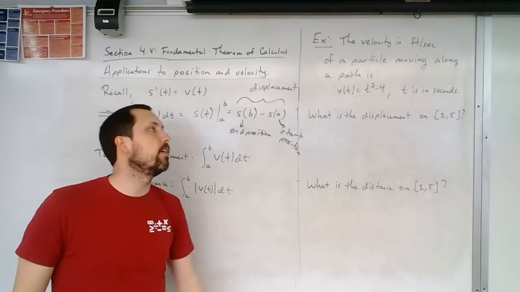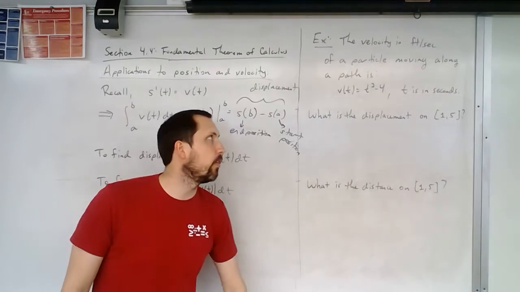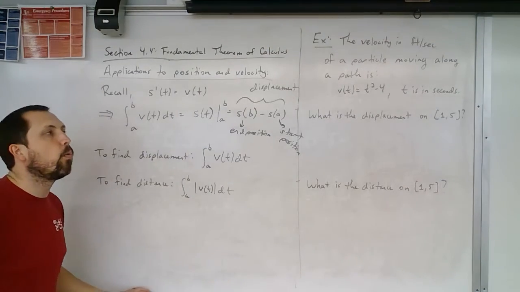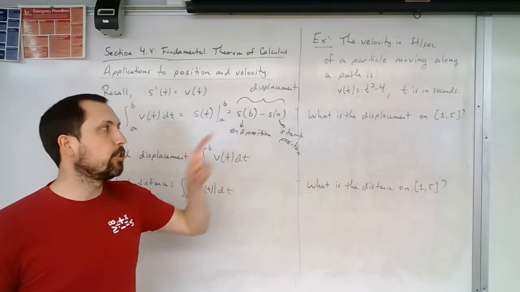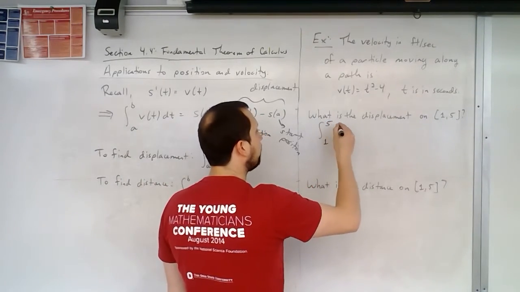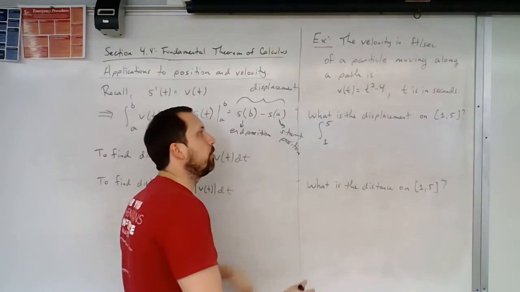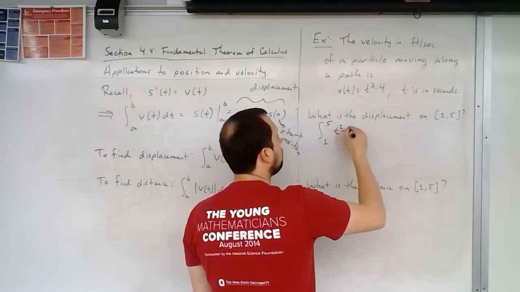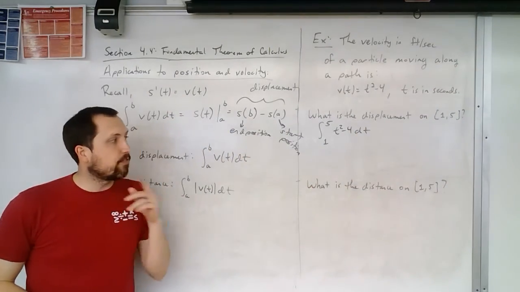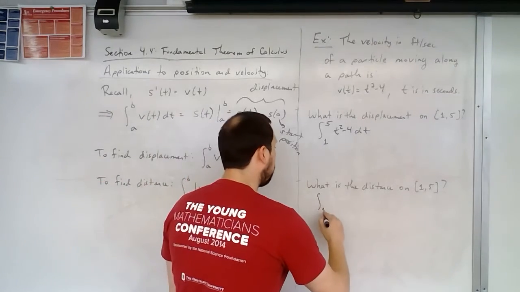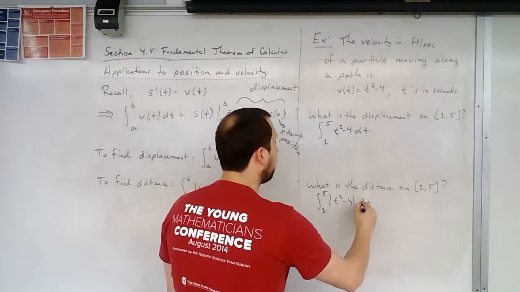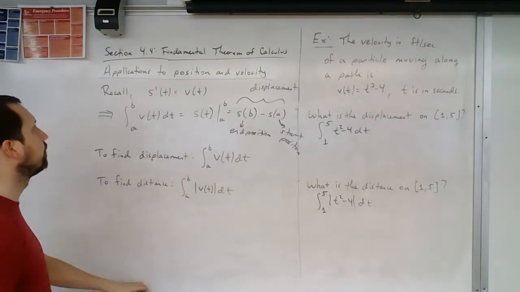So if we take a look at this example, the velocity in feet per second of a particle moving along some path is given by t squared minus 4, where t is in seconds. What is the displacement? What is the distance? So for displacement, we want the integral from 1 to 5, so the time goes from 1 to 5, those are our bounds, of t squared minus 4 dt. I just take the velocity. But for distance, I need to have the integral from 1 to 5 of the absolute value of t squared minus 4 dt.